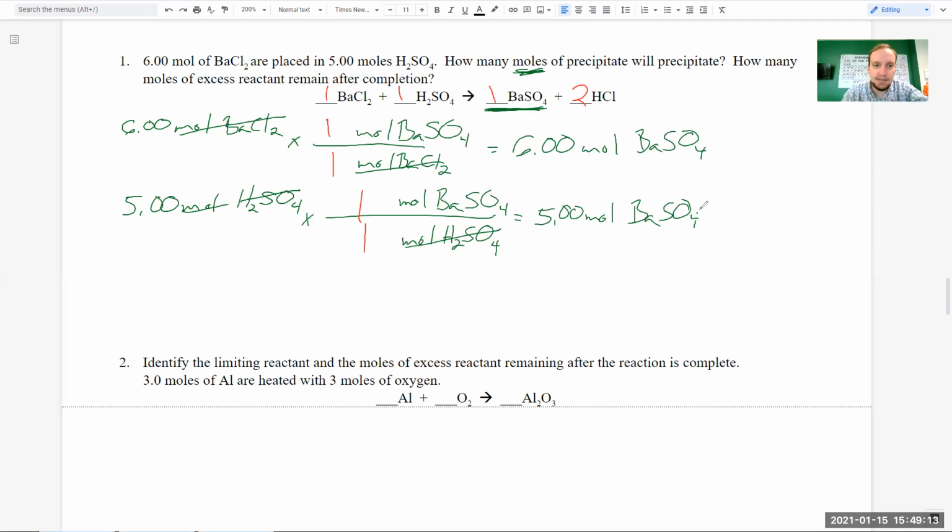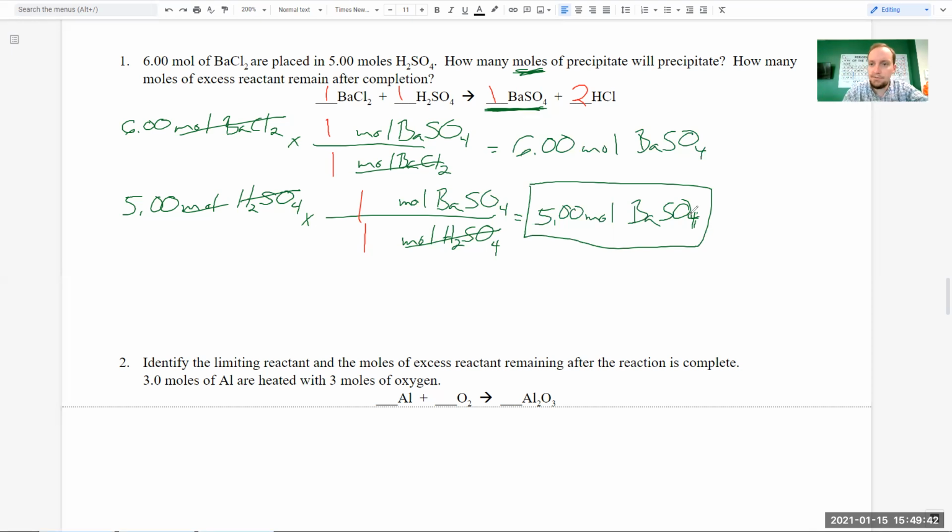So what that tells me is that if we started with 6 moles of barium chloride, we should be able to make 6 moles of barium sulfate, but we wouldn't because the 5 moles of sulfuric acid would be consumed. Why do I know that? Because this is the smaller of the two products. 5 moles is smaller than 6 moles. Therefore, the amount that we would actually be able to make in this reaction is 5 moles of barium sulfate. After that point, the reaction would finish.